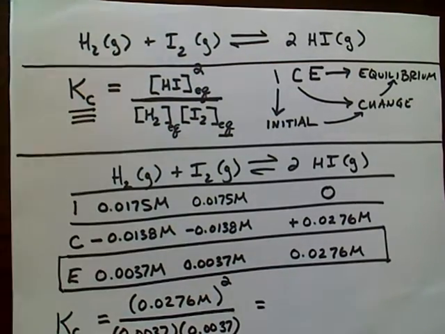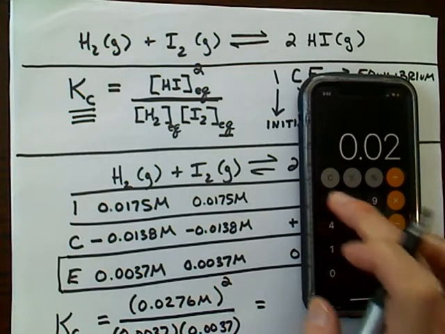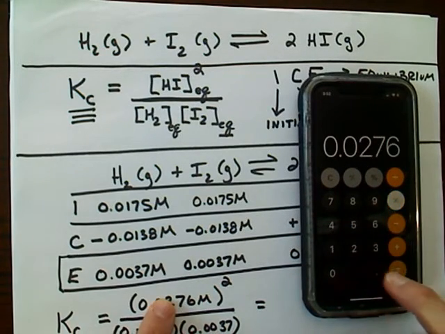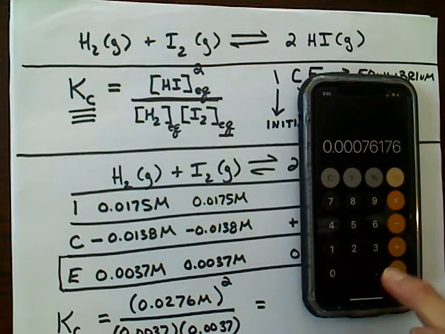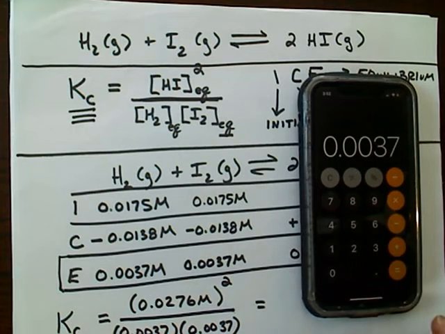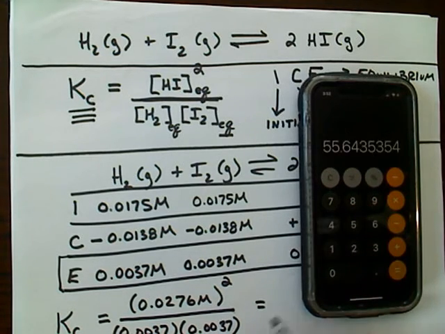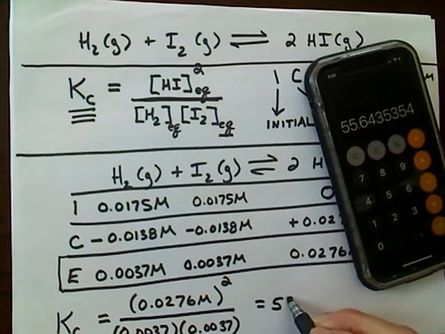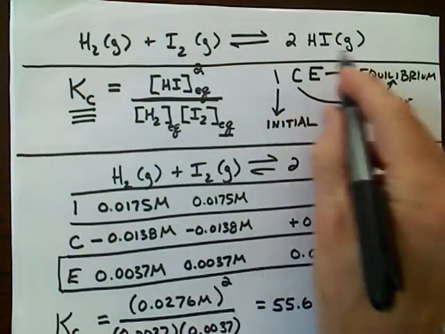And now we can run the numbers. 0.0276 times 0.0276, I squared the numerator. Divide by 0.0037. Divide by 0.0037. And that gives me 55.6 for the numerical value of Kc for this particular reaction.